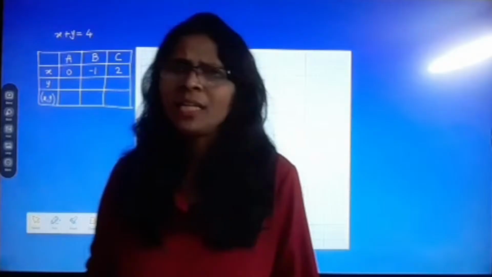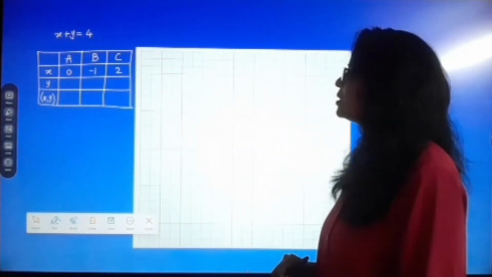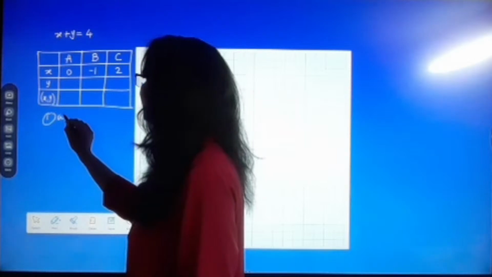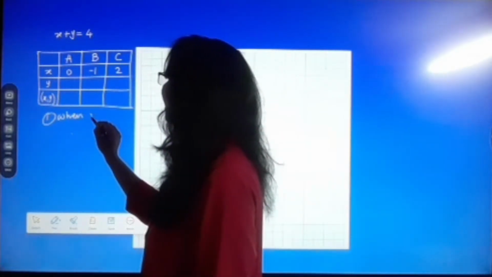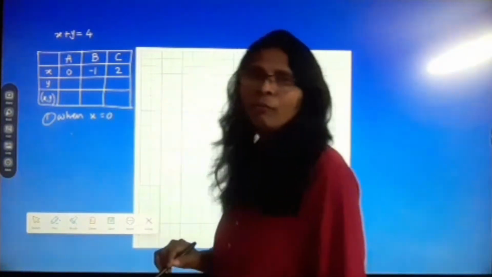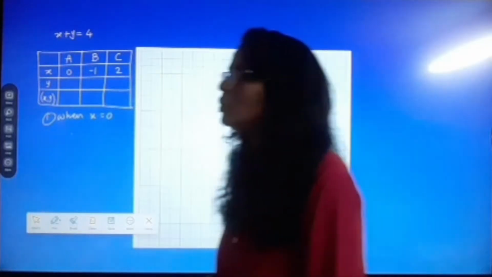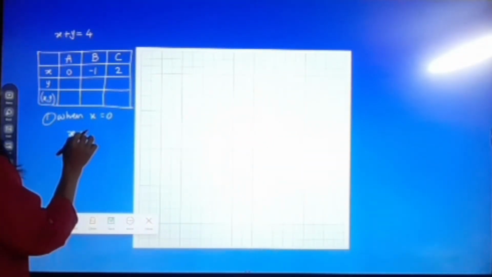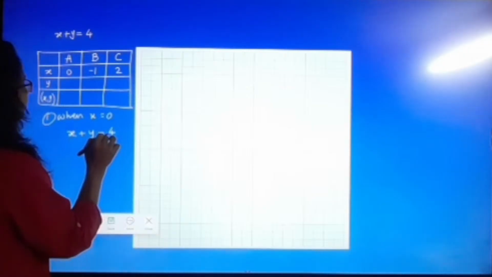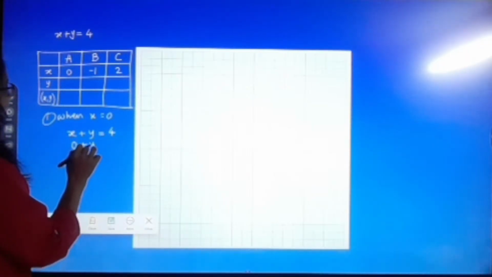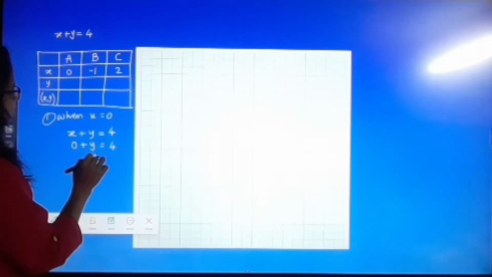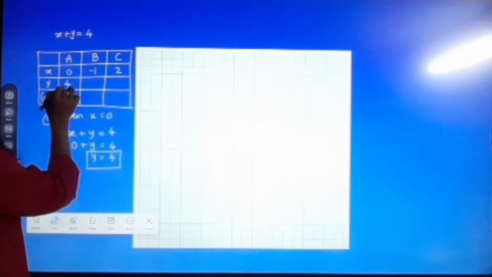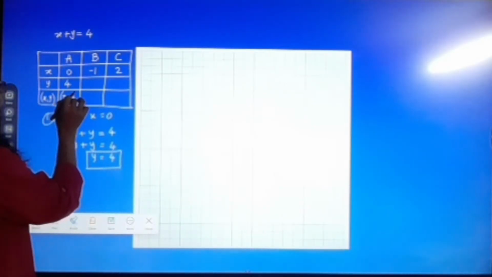Okay, very easy. So now here students, I first take the first value, when x is equal to 0. When x is equal to 0, the equation x plus y is equal to 4 becomes 0 plus y is equal to 4. So y is equal to 4. So I write down here 4. So the coordinate will be (0, 4).